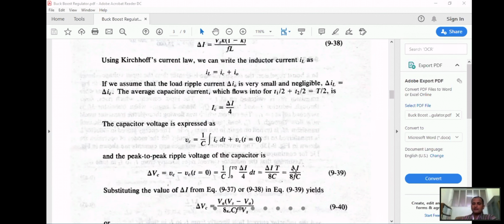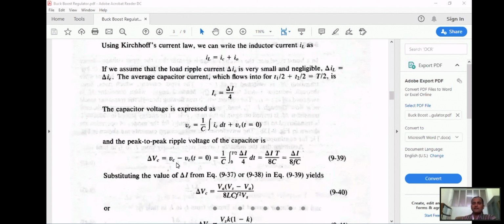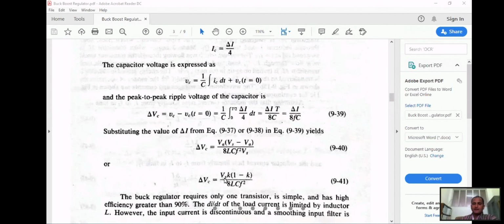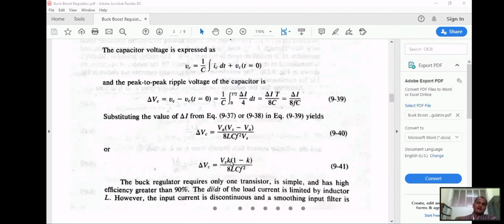So from here we can find out that the change in capacitor voltage is equal to del I divided by 8 F C. Substituting the value of del I from here, we find del VC is equal to VS into K. It depends on the duty cycle, the source voltage, L and C, and the frequency F, the ripple frequency.